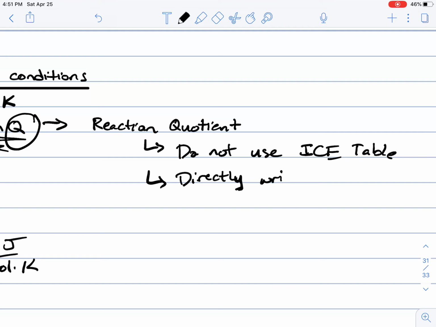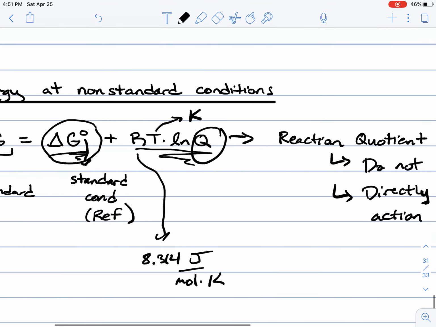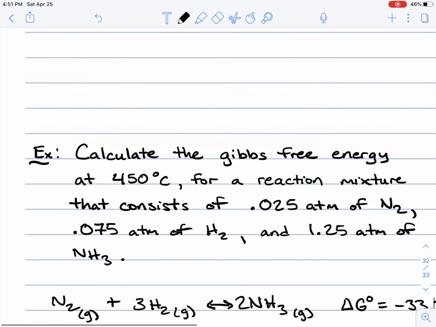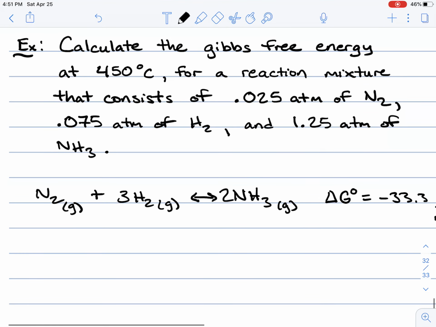write a mass action expression. Okay. And so we're going to go ahead and look at just one example, just to get a feel of how to use this equation.